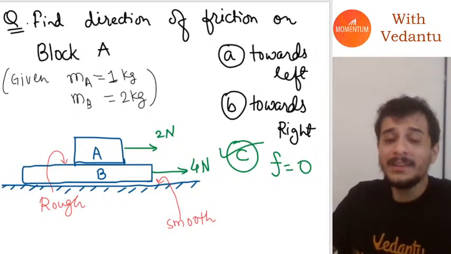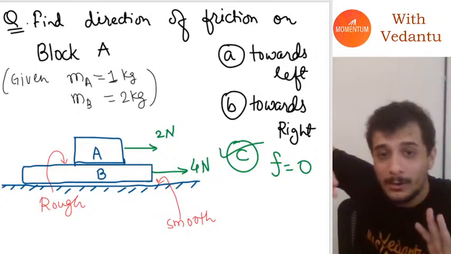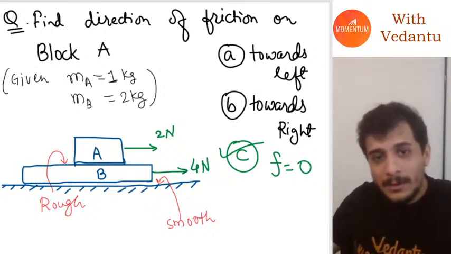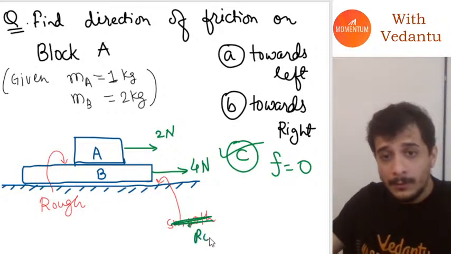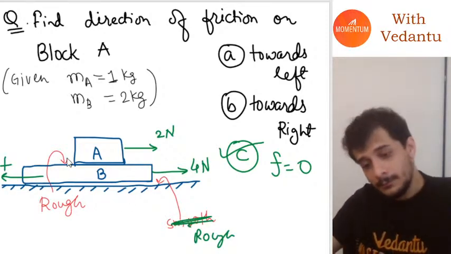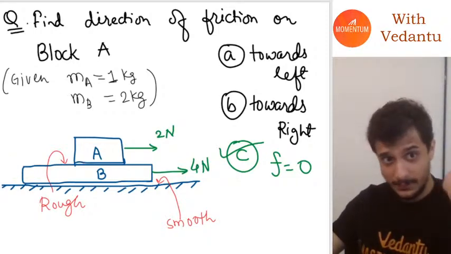If the floor has friction, then things become very complicated. We'll talk about it at some other point. Right now, assume that the floor is smooth. But if the floor is rough, then the friction due to the floor will always be towards the left. For now, let's forget about it.